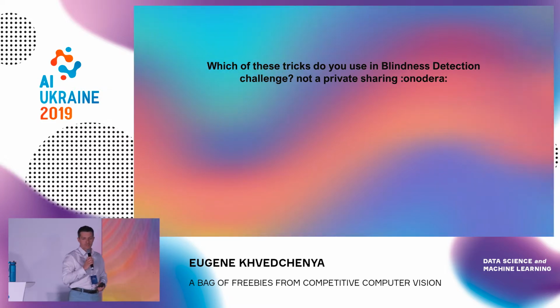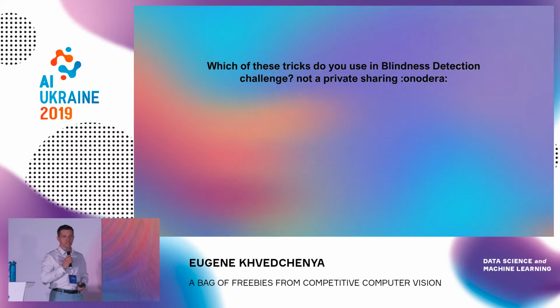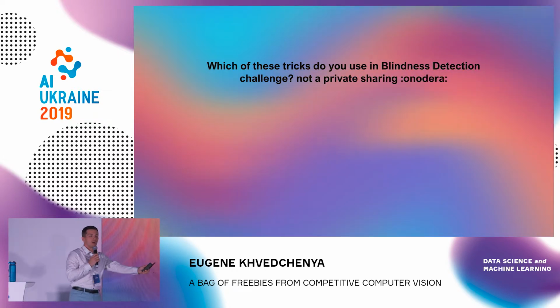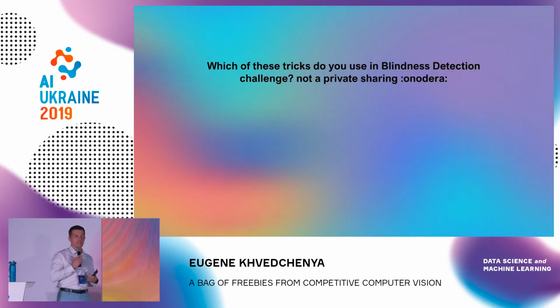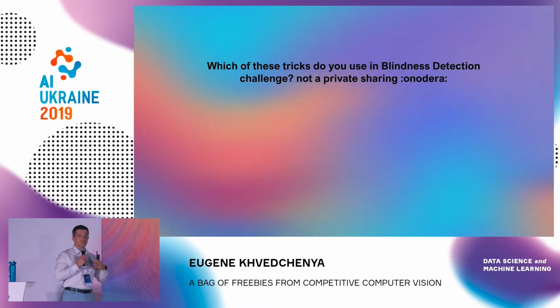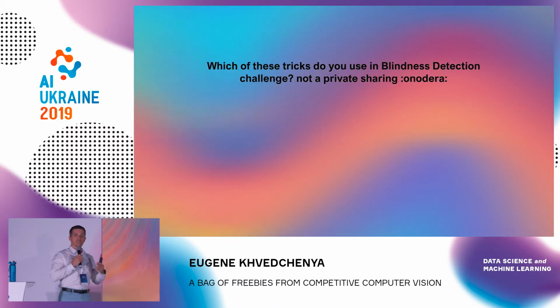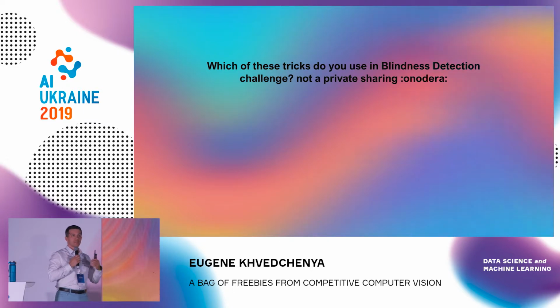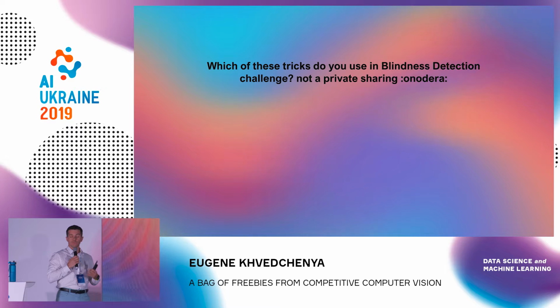Which of these tricks did you use in a blindness detection challenge? Not a private sharing. Well, the competition has already ended, so it's okay. In the blindness detection challenge, I used the wing loss, since the problem initially was stated as the classification. For whom not familiar with the challenge, it was to diagnose the stage of the diabetic retinopathy in the eye by taking the eye image.